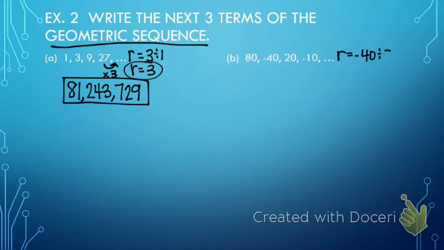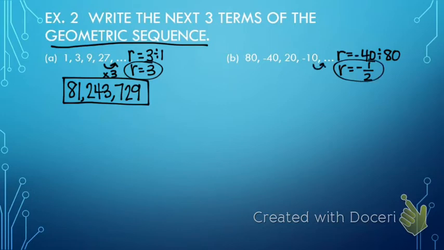Negative 40 divided by 80. Now you, again, don't give me a decimal answer. All right, give me a fraction. What is negative 40 divided by 80? Negative 1/2. And again, what are we supposed to do with that negative 1/2?